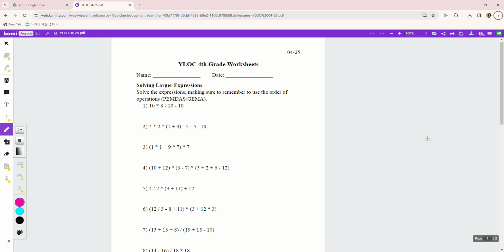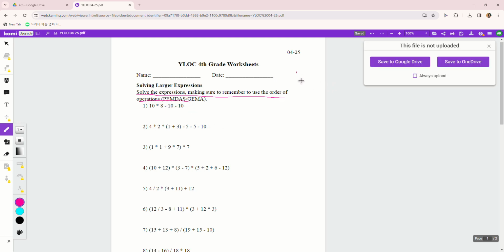So for number 1, it says solve the equations making sure to remember to use the order of operations or PEMDAS. So P is parentheses and E is exponent, M is multiplication, D is division, A is addition, and S is subtraction.